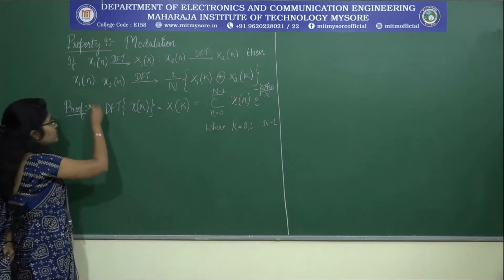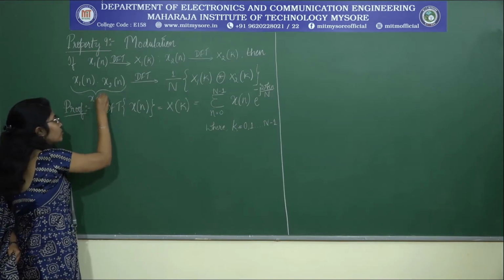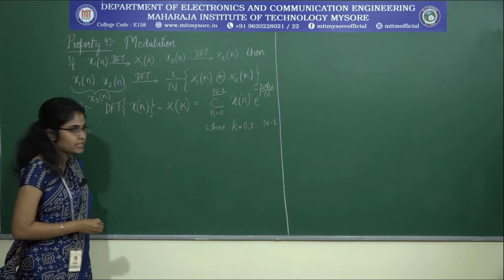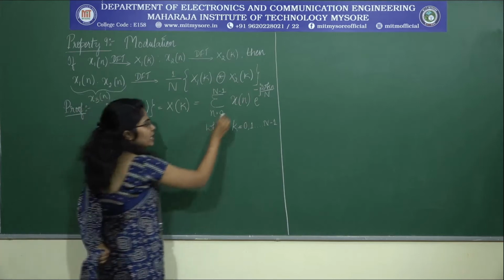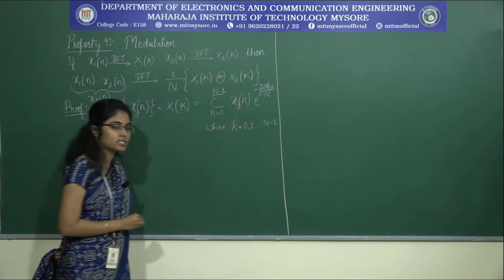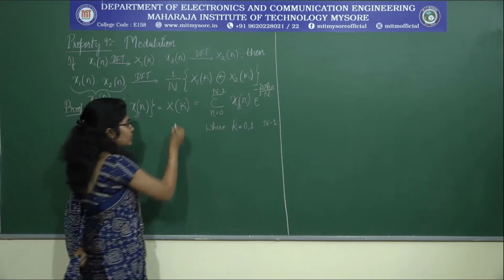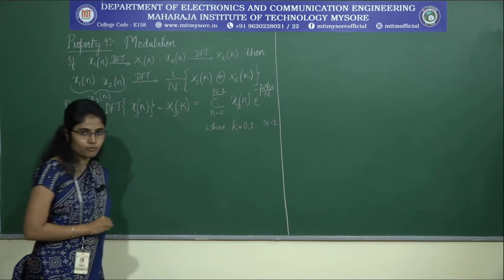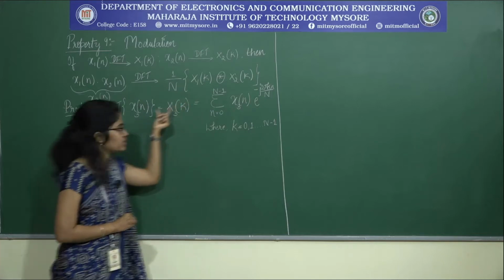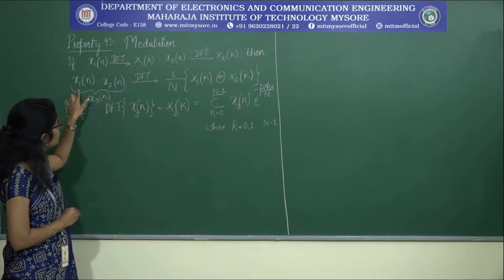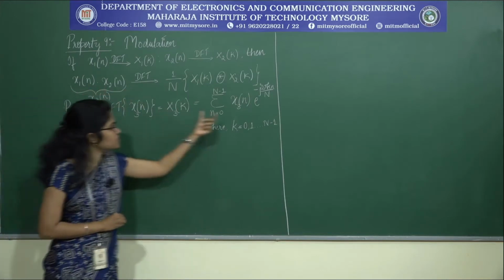So in order to prove this, let us take this product term as x3 of n. If that is x3 of n, then here the sequence becomes x3 of n, and if DFT is applied to x3 of n, we get X3 of k. Now, what is x3 of n according to the given statement? According to the assumption, it is x1 of n into x2 of n. Let us make the substitution here.